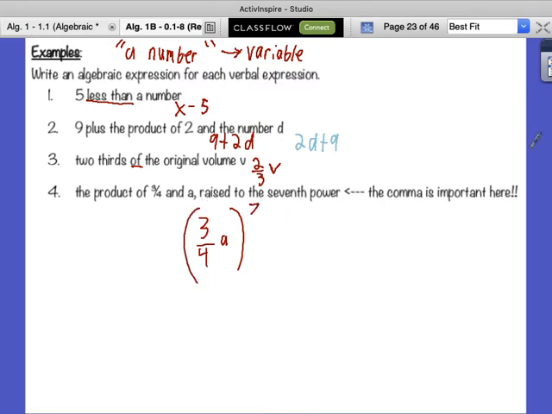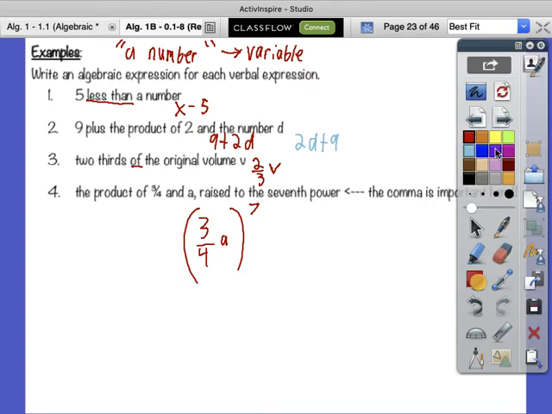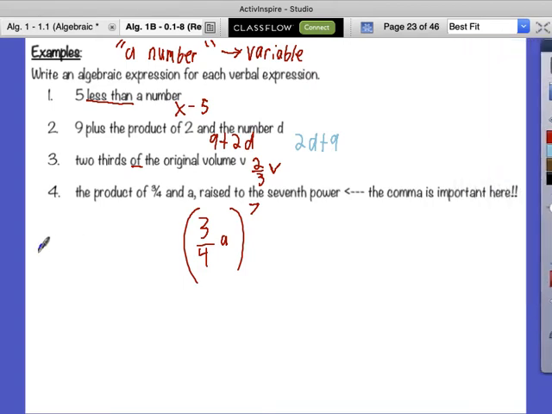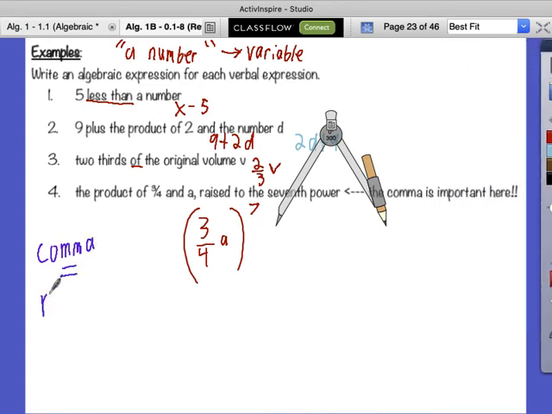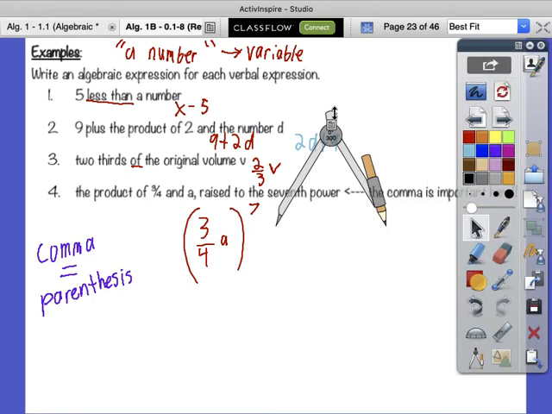Okay? So that comma means that we're doing parentheses. So comma will equal parentheses. Let me rewrite that. So comma will equal parentheses. So in the English language, ignore the commas that showed up that I need to get rid of right now.